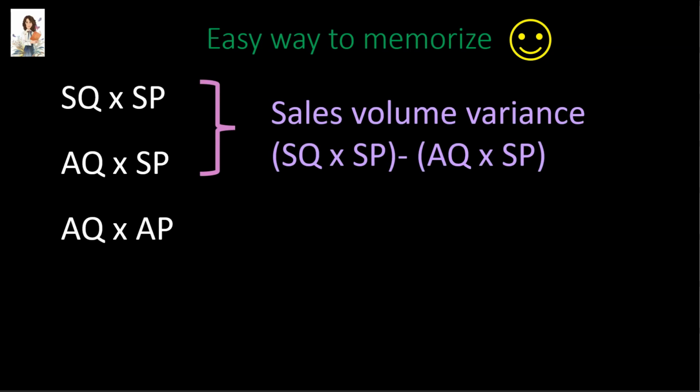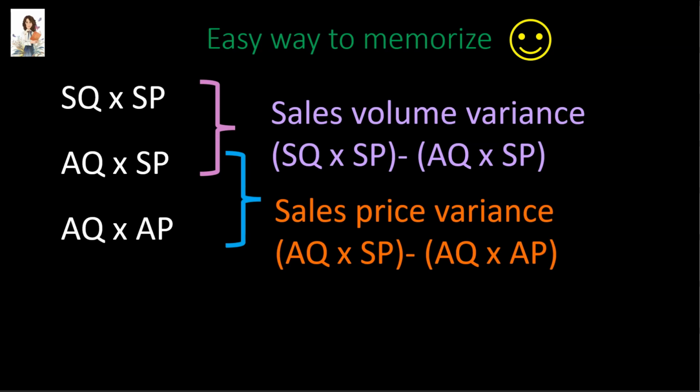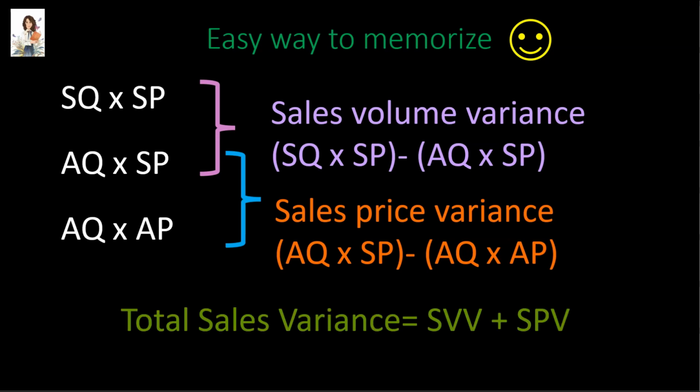The difference between the first two lines of this grid is the sales volume variance. The difference between the last two lines of this grid is the sales price variance. Once you have found out the sales volume variance and the sales price variance, the total sales variance is the addition of these two. Let's solve an example to better understand these concepts.